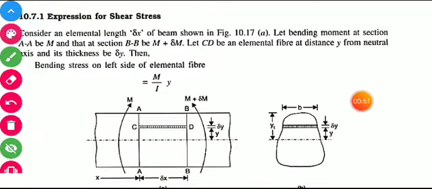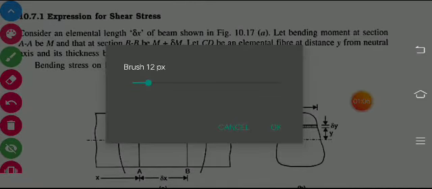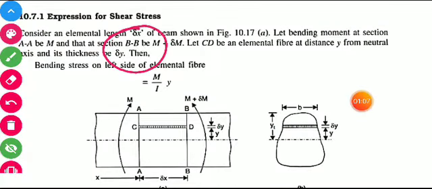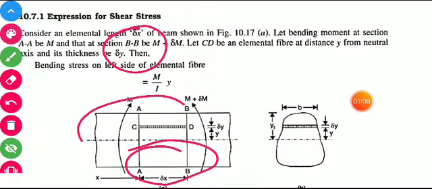First of all, we consider an elementary section on a particular beam, and the length of this particular section is considered as del x. This is del x, this is a beam.